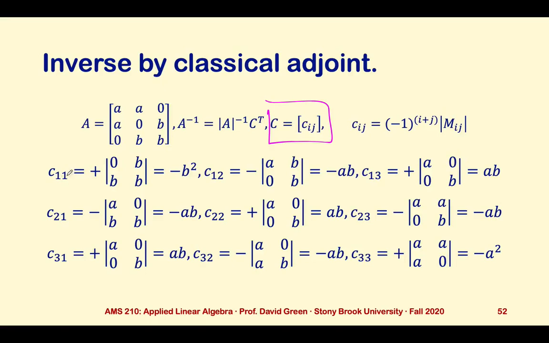So C11, we have a positive term because 1 plus 1 is 2. And the matrix we find the determinant of, we get by crossing out the first row and the first column, shown here. This, of course, is 0 minus b squared, negative b squared.